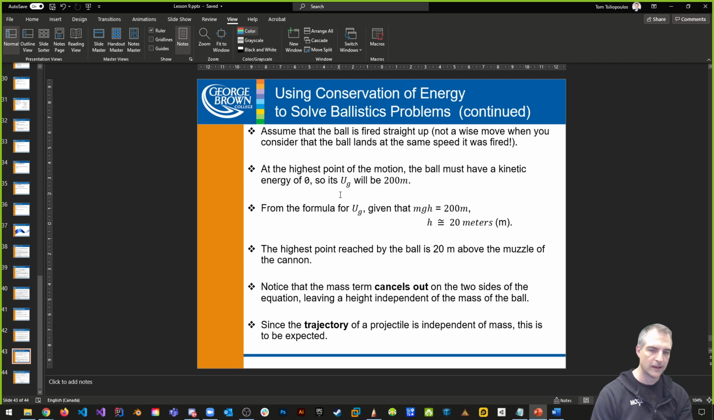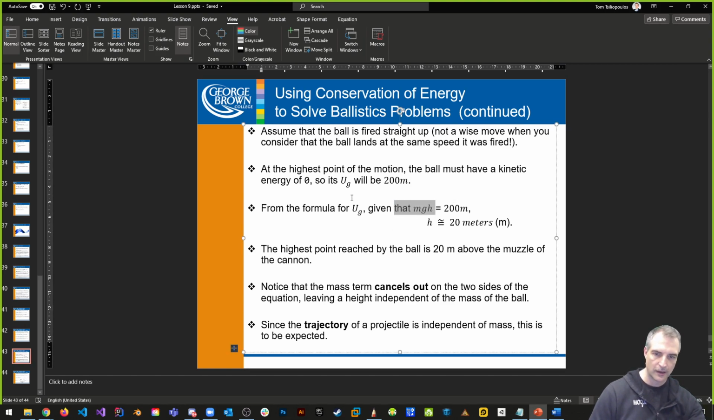So we can say that if we use mgh is equal to 200 m, we can think then that h, if we cancel out the m on both sides, because mgh is gravitational potential energy, right? We take the m from this side and the m from this side, they cancel out, and then we have gh is equal to 200, right? So if I want to find the total height it'll go when I fire a cannonball, I take 200 and divide it by gravity, which is approximately equal to 20 meters, if we say that gravity is 10 meters per second squared.